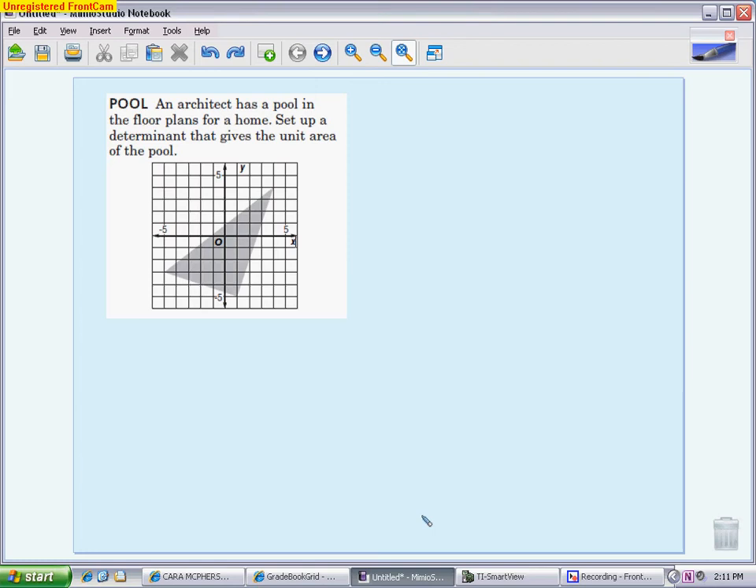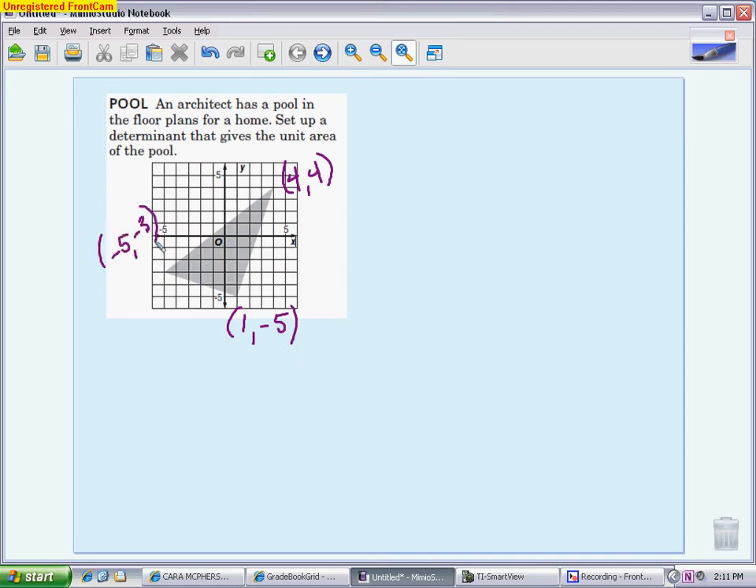So the first thing we're going to need to do is write down what our coordinates are. So we're going to need to count a little bit. We count over to get each vertex coordinate. So this is the point (4, 4). This is the point (1, -5). And then this is the point (-5, -3).